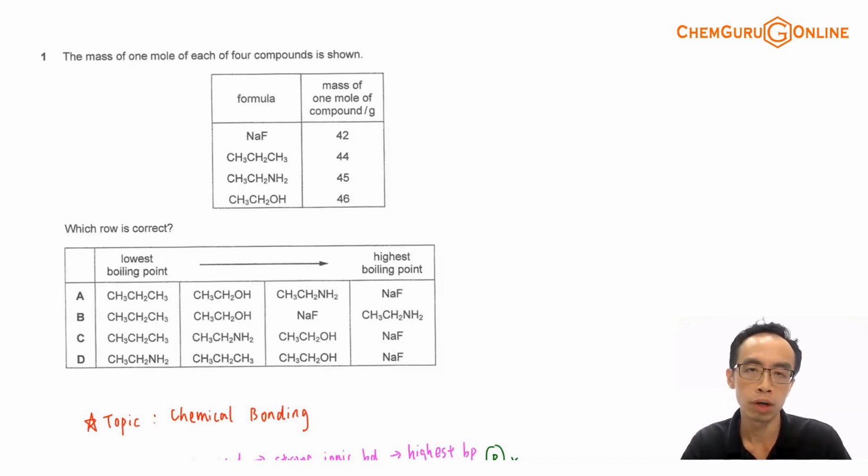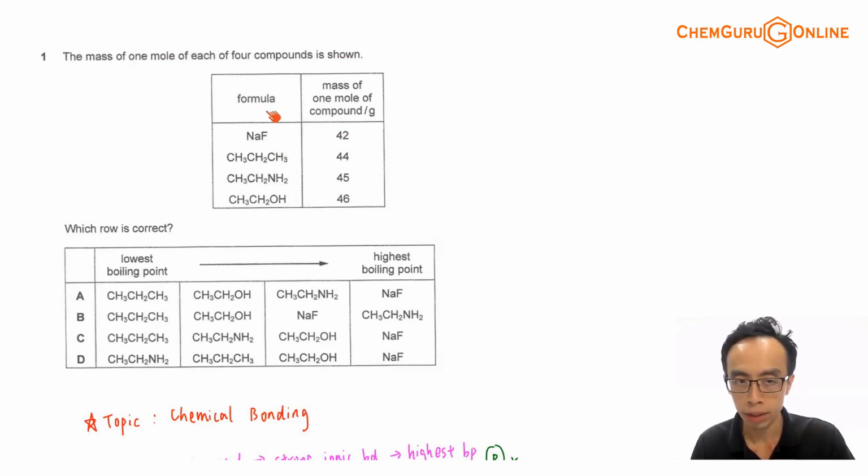Now in this video, we want to run through the suggested solutions for 2022 A-Levels H2 Chemistry Paper 1. So let's take a look at question 1. Now question 1, mass of 1 mole of each of 4 compounds is shown.